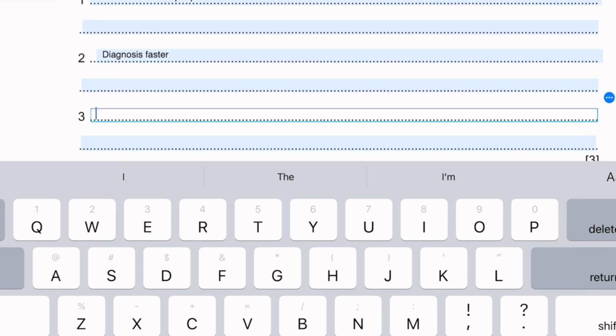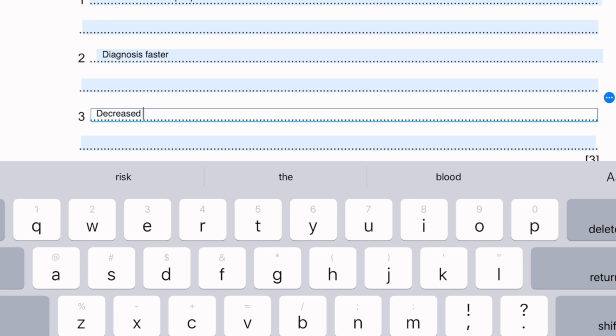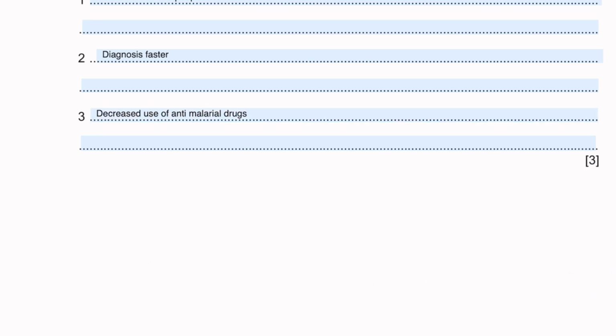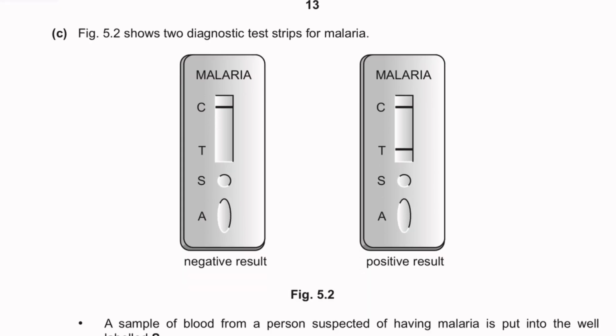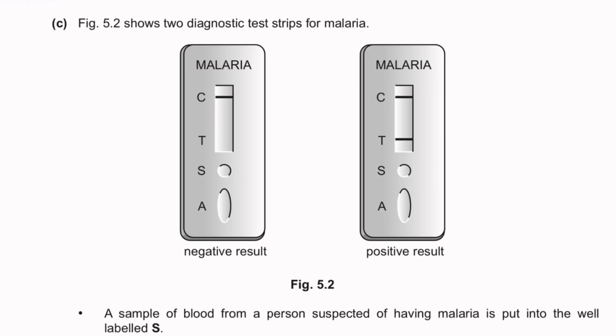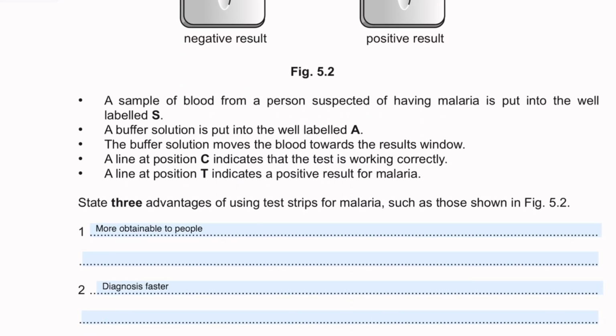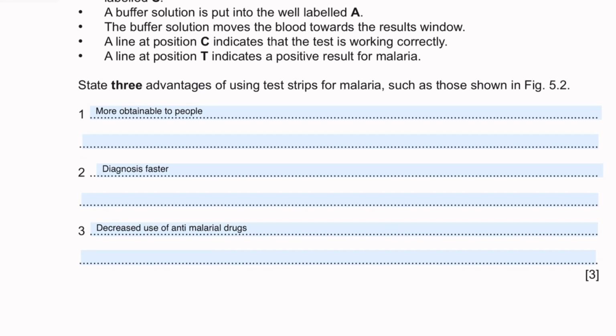I think decreased use of anti-malarial drugs. Now, here I think that you guys need to review your spreads of malaria, the different causes of malaria, and how to prevent it. Okay, all different methods of prevention. I think this would really help you in solving questions like this because it's not the first one of its kind. There's all types of questions about advantages and disadvantages of using things like this.